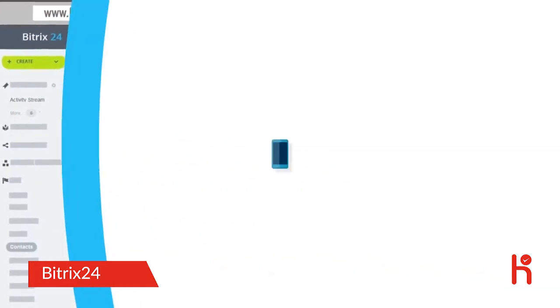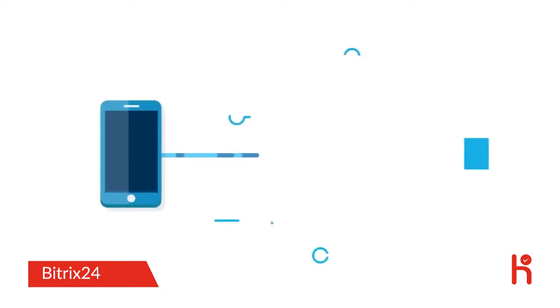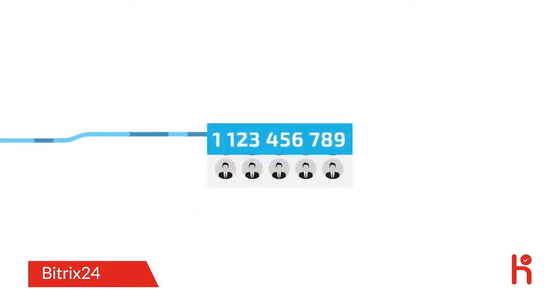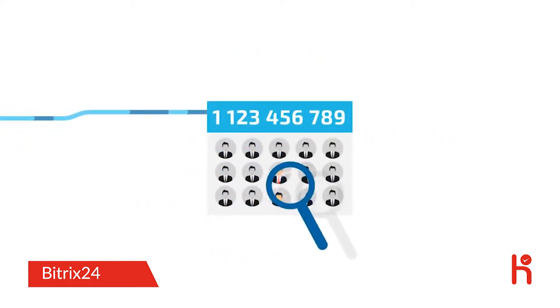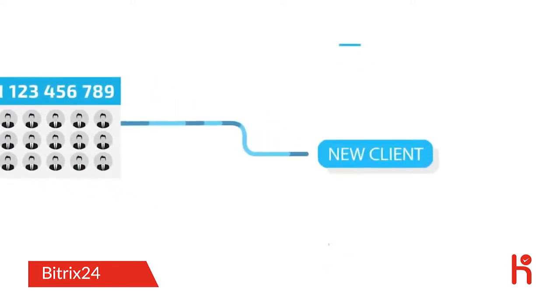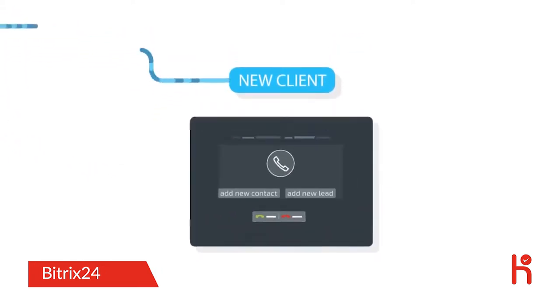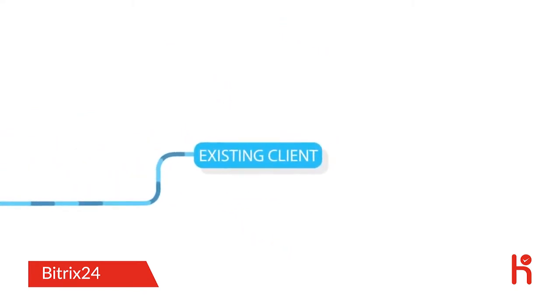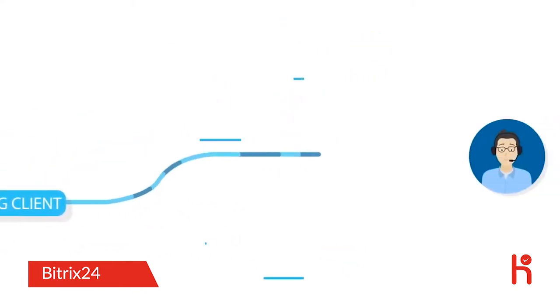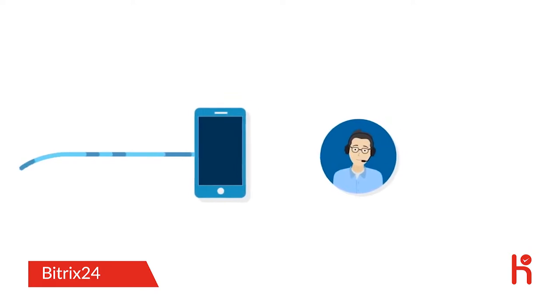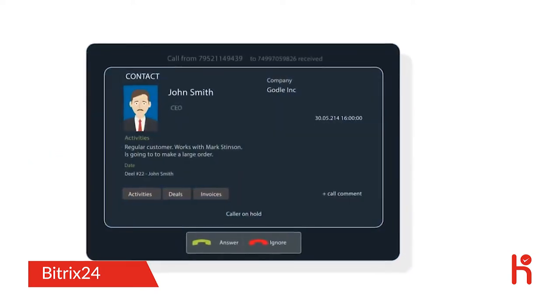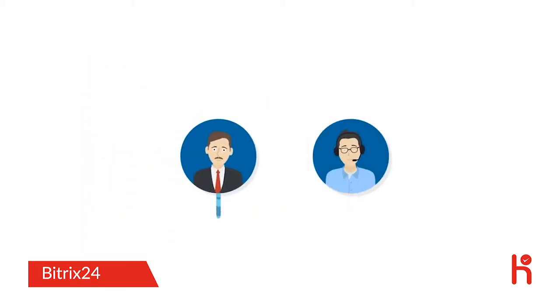Here's how it works. When someone calls, the CRM identifies the caller's phone number and looks it up in your customer database. If it's a new caller, your managers can create a new lead right as they're speaking. If the caller is an existing client or prospect, the call is automatically routed to the manager you have assigned to that person or company, so you see who's calling you and their most recent CRM activities even before you pick up the phone.